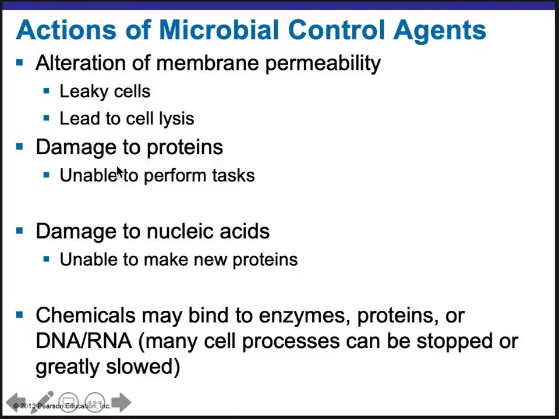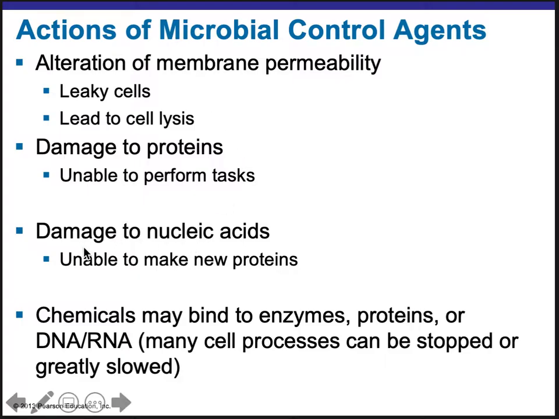Okay, damage to proteins. We've talked about this a bit too. If you change the shape of the protein, it can no longer perform its function. And we've talked about the most popular way to denature proteins is just to expose them to high heat. We've also talked a little bit about using pH change. Extreme alkaline or extreme acidity can denature as well.